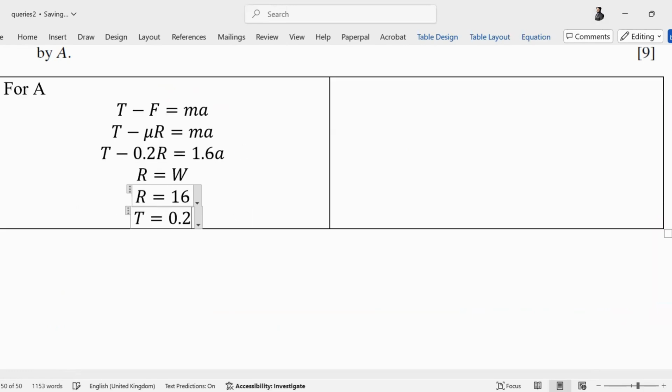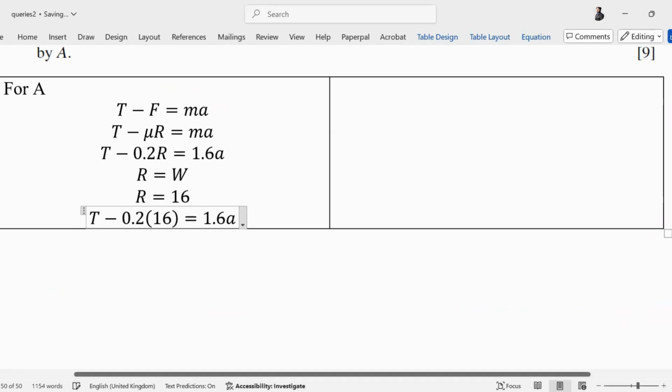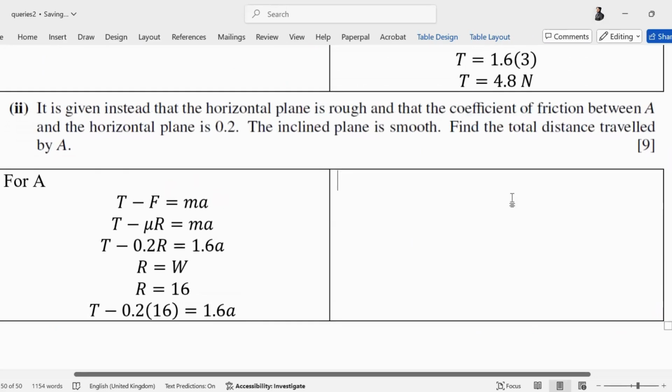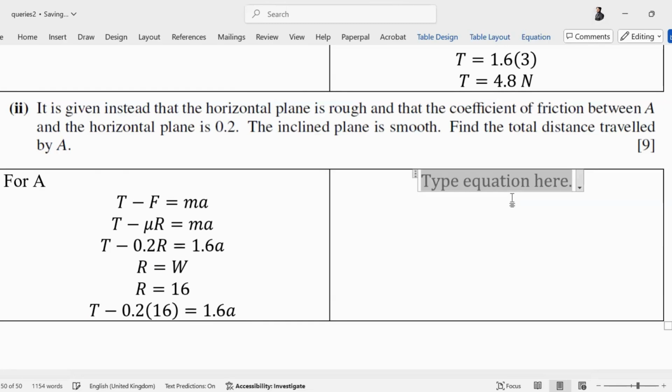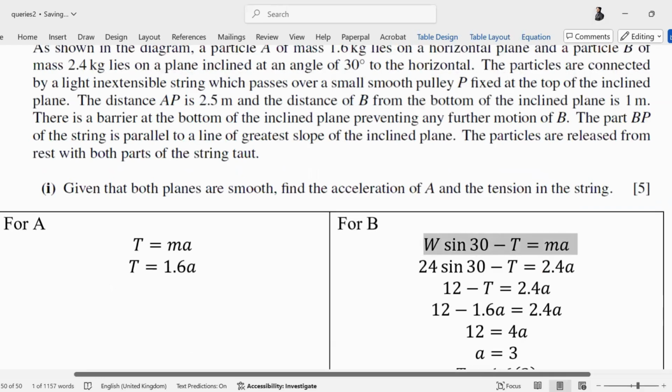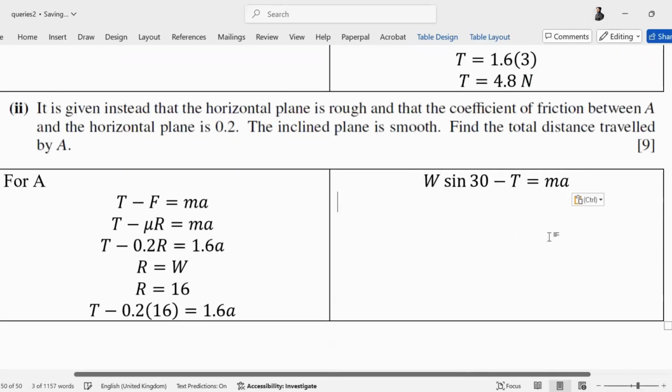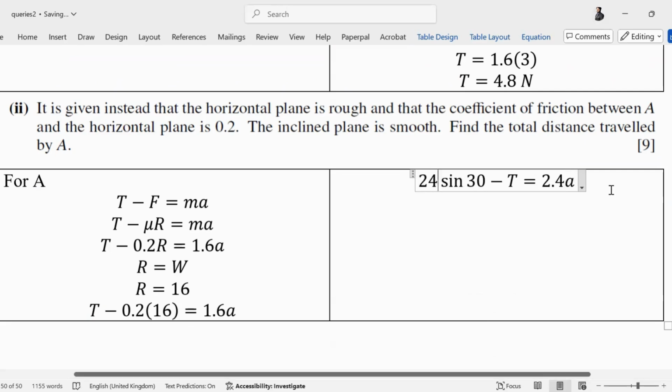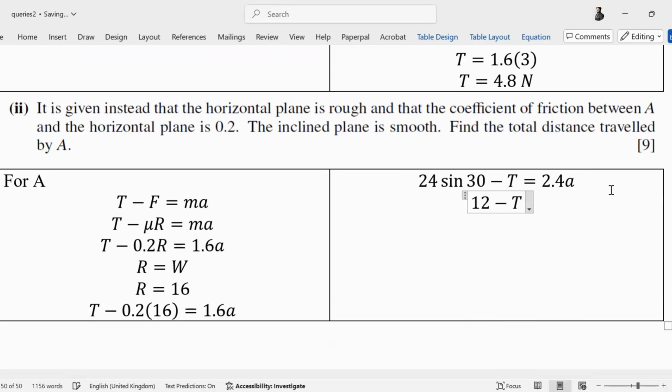So T minus 0.2 times 16 is 3.2. Is this clear? Write it down. And what about B? B is again still smooth, no friction whatsoever. So the weight component is W sin 30, same equation, but now the value of tension will change. So W sin 30 minus tension is MA, M is 2.4, weight is 24. So 12 minus T is 2.4A.